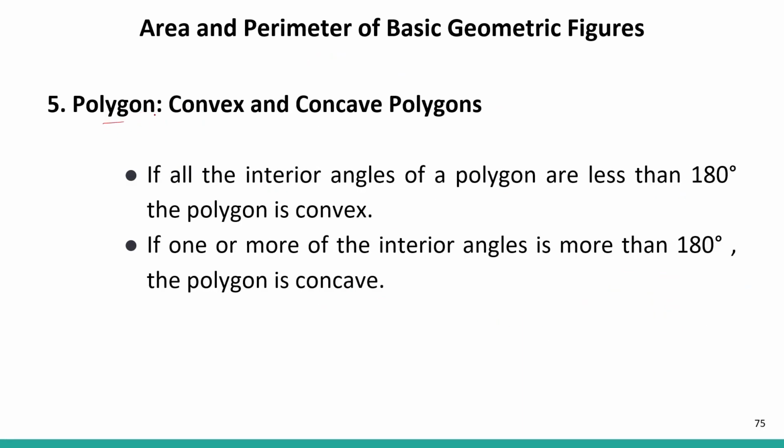So let's see what convex and concave polygons are. If all the interior angles of a polygon are less than 180 degrees, the polygon is convex. If one or more of the interior angles is more than 180 degrees, then the polygon is called concave. So when we say a polygon is concave, one or more of the interior angles is more than 180 degrees, and when the interior angles of a polygon are all less than 180 degrees, the polygon is convex. So all interior angles less than 180 means convex and greater than 180 means concave.